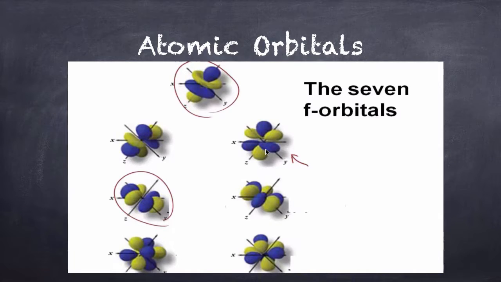So don't get tripped up by the complicated shapes. All you need to really understand is what they represent, and they simply represent space inside of which you're going to find the electron 90% of the time. So you don't have to worry about the specific shape so much, just know what these shapes represent, where the electron is going to be.